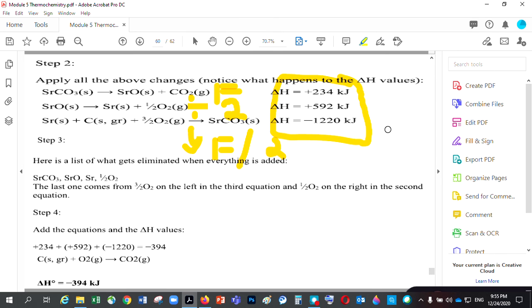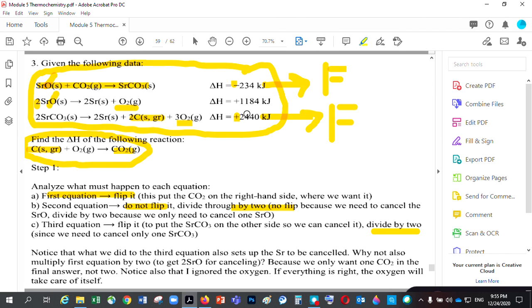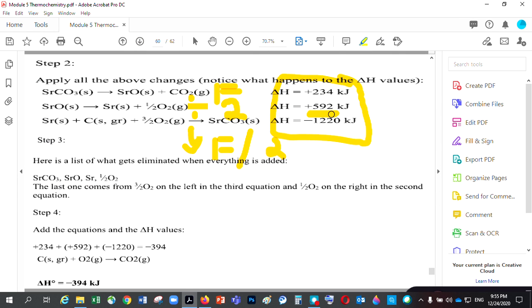Whenever you flip or you divide by two, let's go up. If I divided this one here by two, here's the answer, correct? It means you have to divide the value by two, not only the number of moles you divide, but you divide even the value as well. When you flip, the sign will change. Okay, so now everything is very nice.